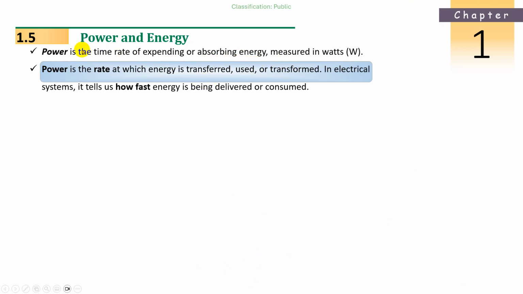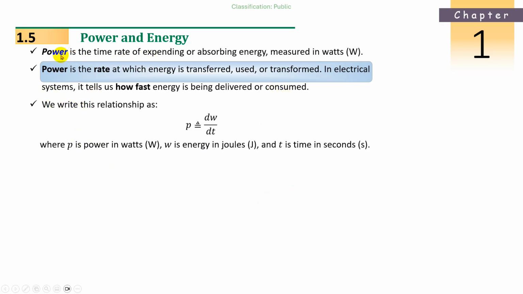So energy is transferred, used or transformed. Power is the rate at which energy is either transformed, used, or transferred. So in an electrical system, it tells us how fast energy is being delivered or consumed. For the light and the heater, the energy is consumed. For the car battery, the battery delivers power to the light, and the light consumes it. It means one is giving and the other is eating.